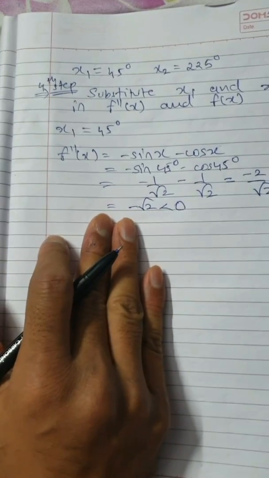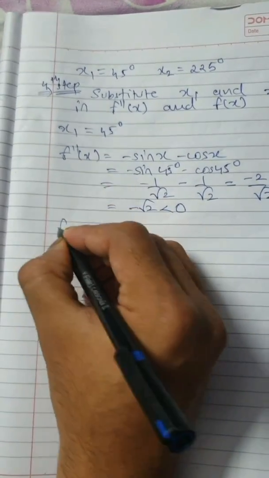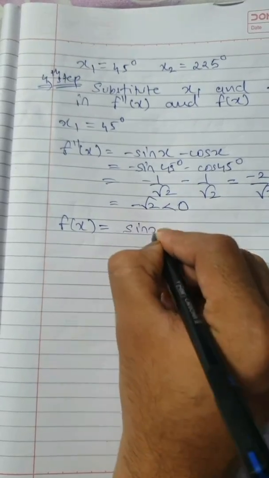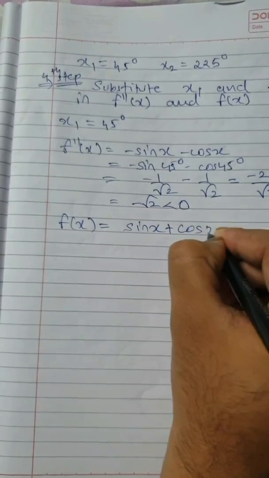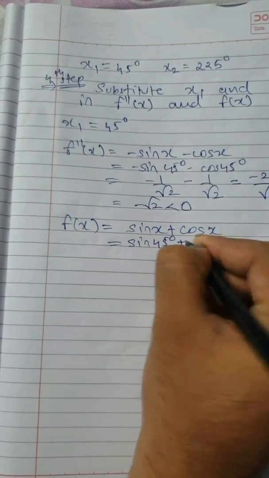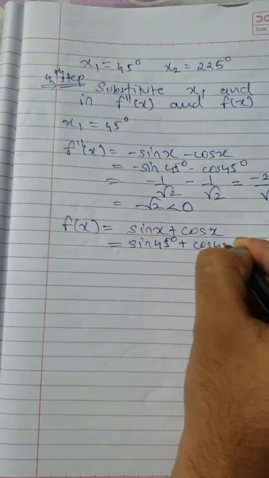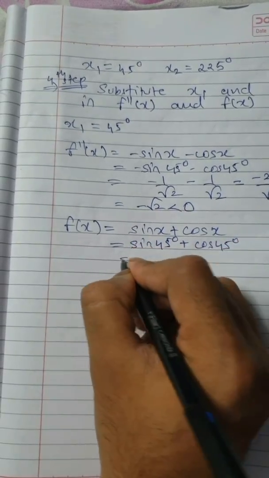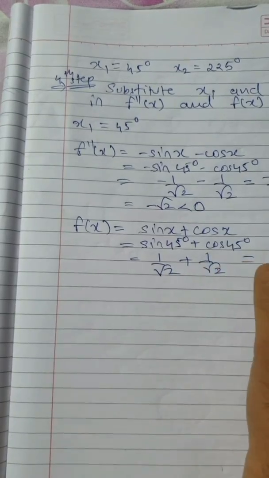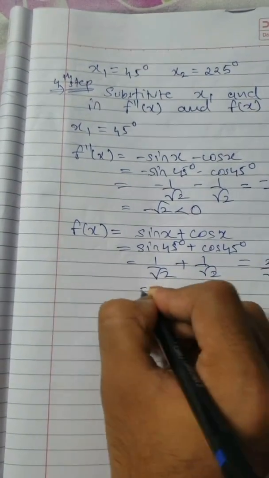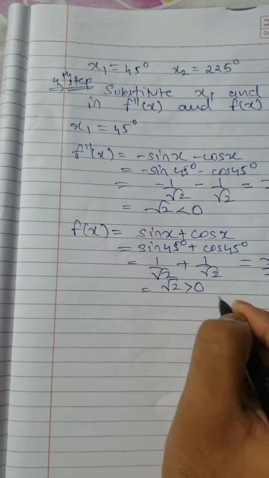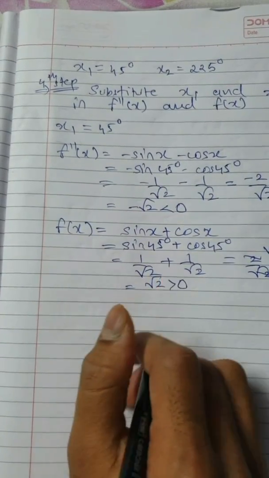Okay, so let us proceed further. I will substitute this same value in our main function, that is f of x. So f of x was nothing but sin of x plus cos of x. I will substitute x as 45 degree, so sin 45 degree plus cos 45 degree. Now remember the values of sin 45 and cos 45 again. So 1 by root 2 plus 1 by root 2. The answer will be equal to 2 by root 2, and the final answer will be root 2, which is greater than 0. So one step is over.